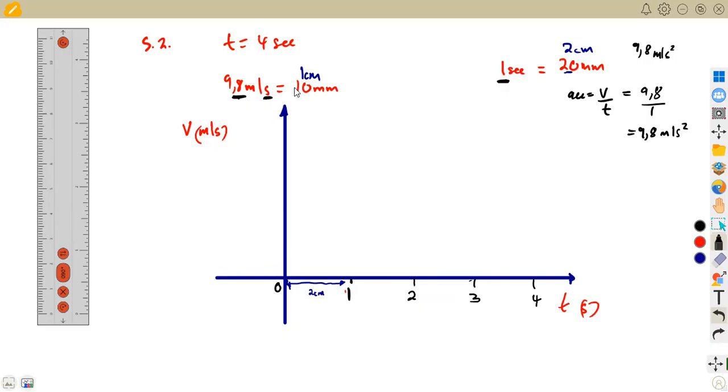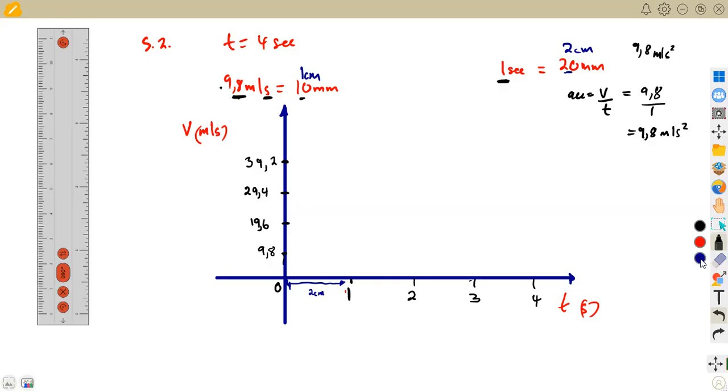The same thing on the velocity. 1 centimeter, which is 10 millimeters, represents 9.8. So maybe we have got 1 centimeter here. This is our 1 centimeter, and this is going to be 9.8. 2 centimeters, you add, so it's 9.8 plus 9.8, which is going to give you 19.6. You add 9.8, which is another 1 centimeter, which is now 29.4, and so on. If you add 1 centimeter, you are now at 39.2, and so on.